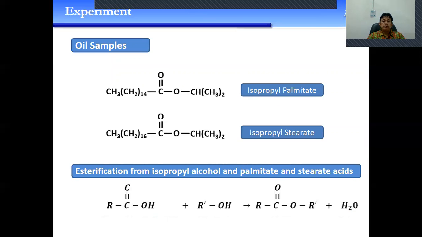So in the experiment, we used two kinds of samples. They are isopropyl palmitate and isopropyl stearate. We prepared these two kinds of samples through esterification from isopropyl alcohol and palmitate and stearate acids, based on this equation.